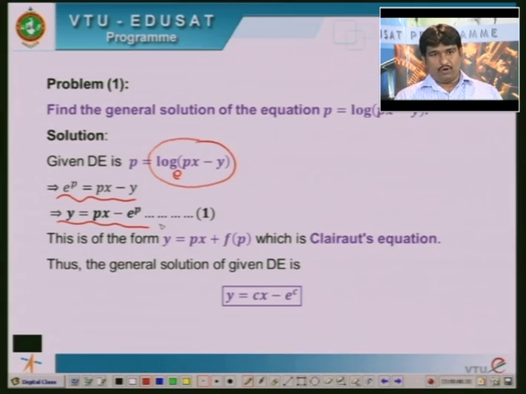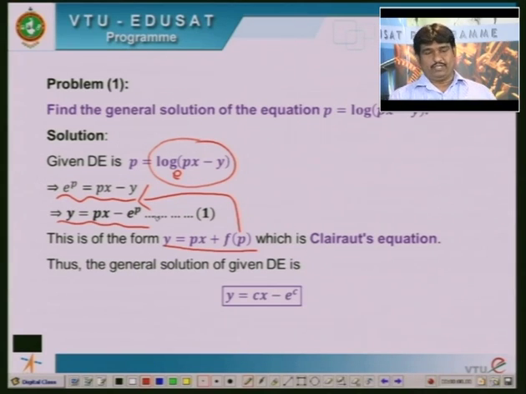So this is of the form y equals px plus f of p, where f of p is minus of e to the power of p. So this is a Clairaut's equation. Its general solution is y equals cx minus e to the power of c. That is, just replace p by c.